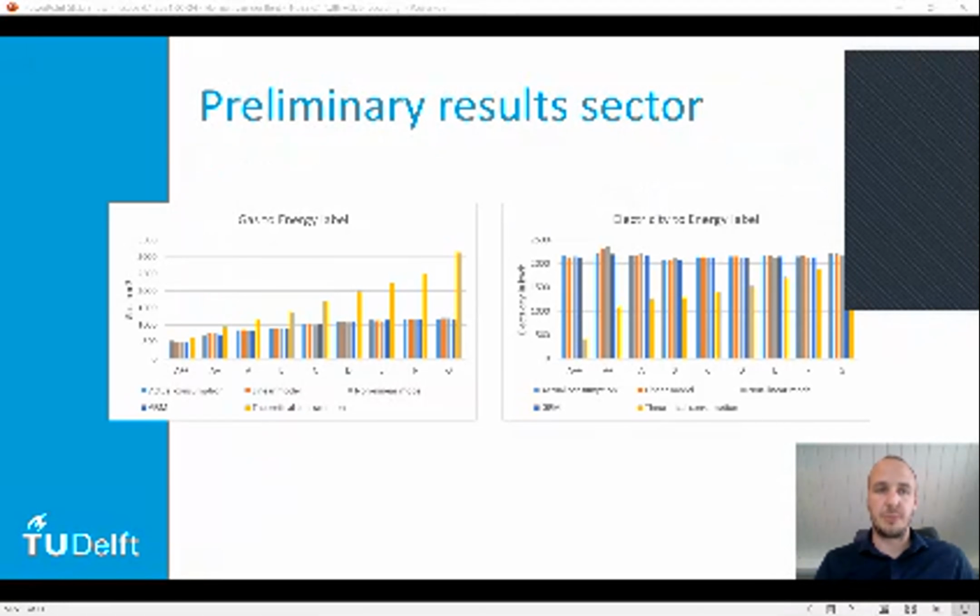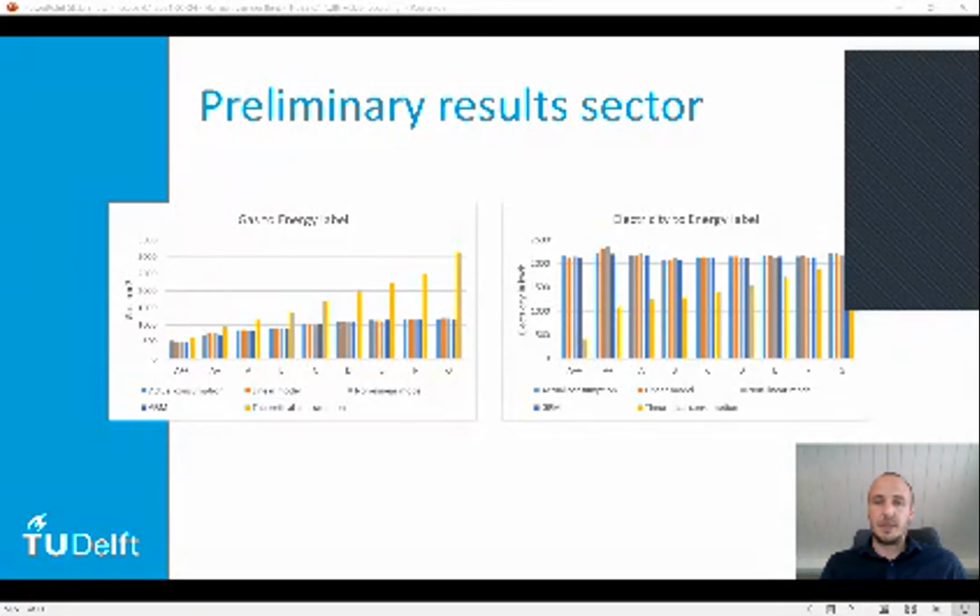So if we look at the preliminary sector results, then we see here on the left the modeled average gas consumption, so in yellow, the theoretical consumption, in blue, the actual consumption, and then the three empirical models. And they're very close to the actual consumption. And I need to say that the average energy label or its underlying energy index are not in the model. So it's purely the building characteristics. So the empirical models, on a sector level, close the performance gap.